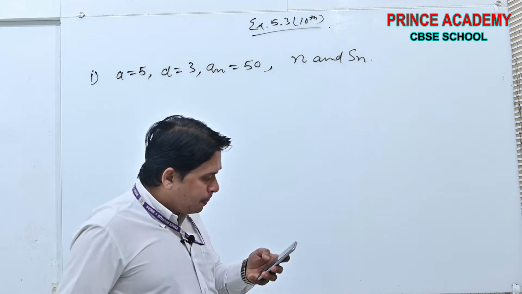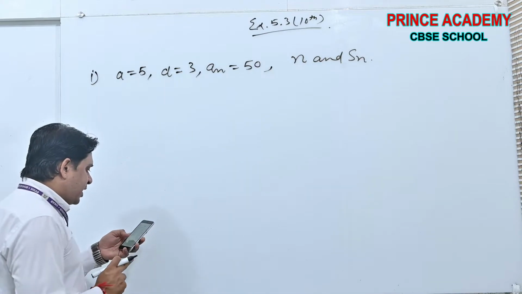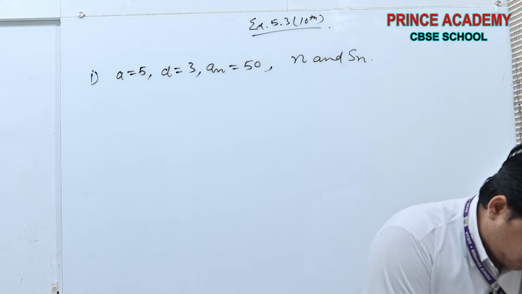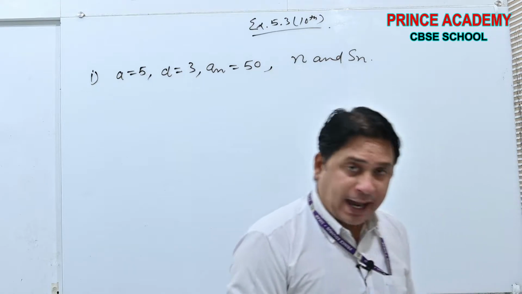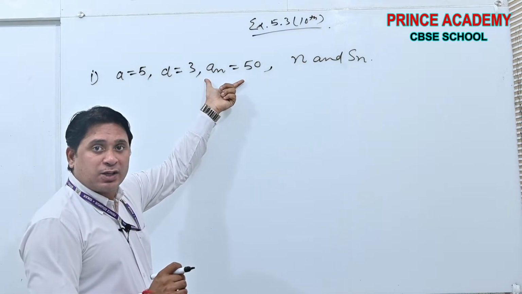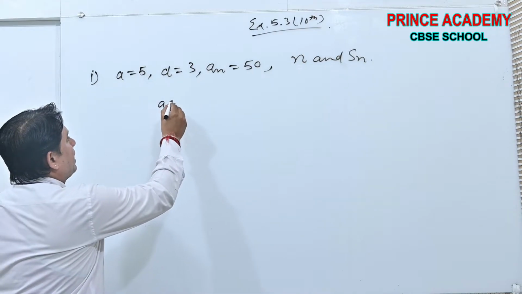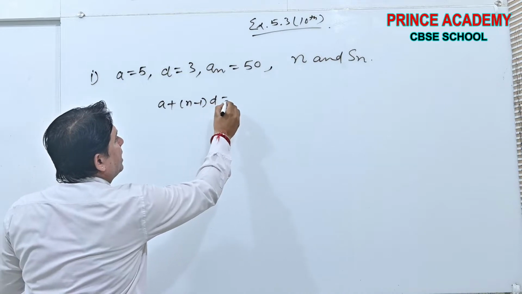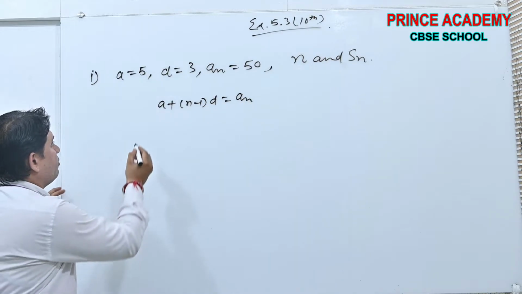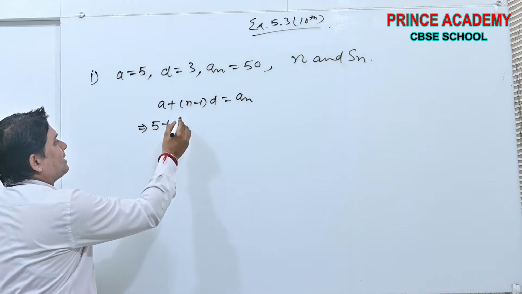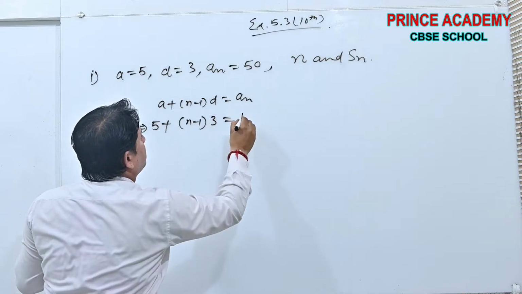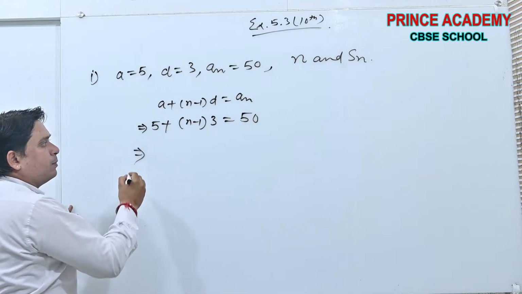Now see beta, a is 5, d is 3, an is 50 and Sn we have to find. Okay, now see. An is there, no? Yes or no? a plus n minus 1 into d is an. Yes or no? Now put the value of a here, 5 plus n minus 1 and d is 3. An is 50. Okay, yes or no?